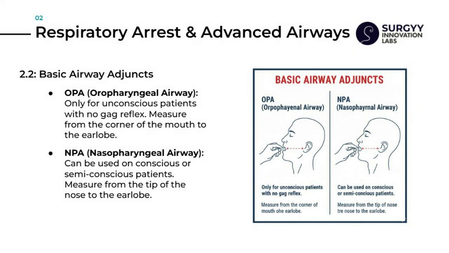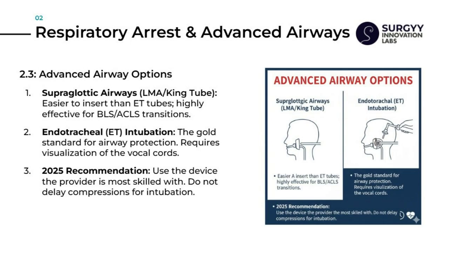The oropharyngeal airway, or OPA, is intended only for unconscious patients with no gag reflex to prevent airway obstruction by the tongue. To ensure a correct fit, you must measure from the corner of the mouth to the earlobe. Conversely, the nasopharyngeal airway, or NPA, can be used on conscious or semi-conscious patients who still have a gag reflex. For this device, you must measure from the tip of the nose to the ear, and select the appropriate size for the patient's anatomy.